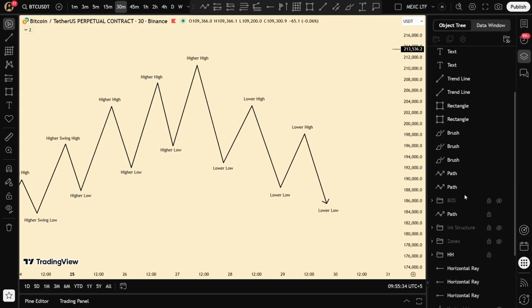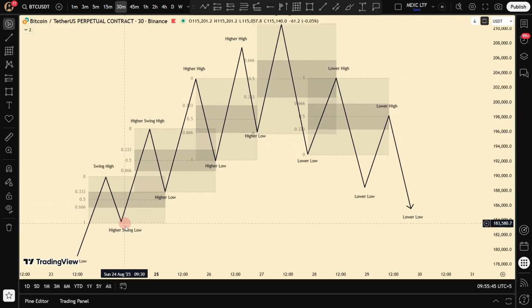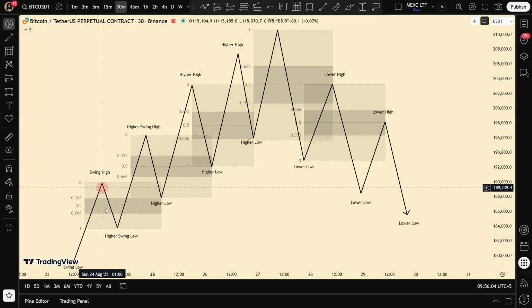let me draw all my zones. So from swing high to the low, price will come and test three types of these zones: the 0.333 level, the 0.5 level, and the 0.666 level. It can obviously go further down, but these are the three main levels that we need to focus on right now. We have a swing high, we break structure. When the price starts retracing, we want the price to come in the territory of this zone.